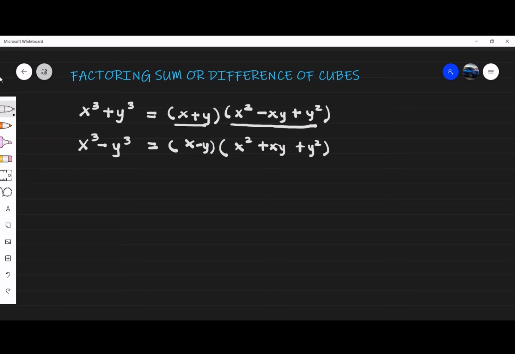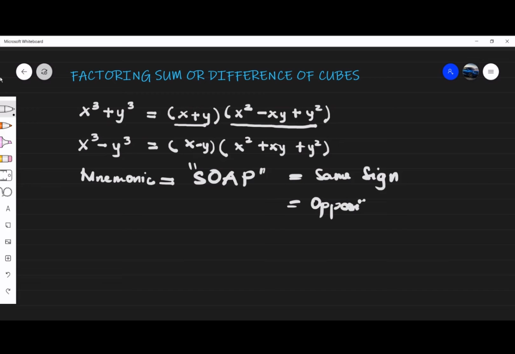This is easy to remember if you use a mnemonic. Let's use this mnemonic: the word is SOAP. So what's this all about? The letters stand for same sign, the same sign as in the middle of the original expression, then opposite sign, and always positive.